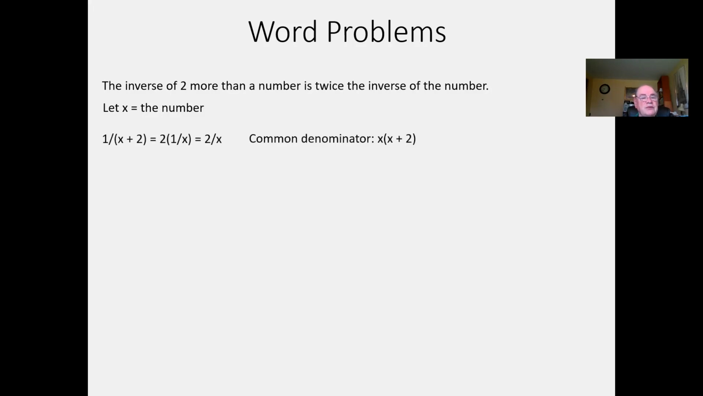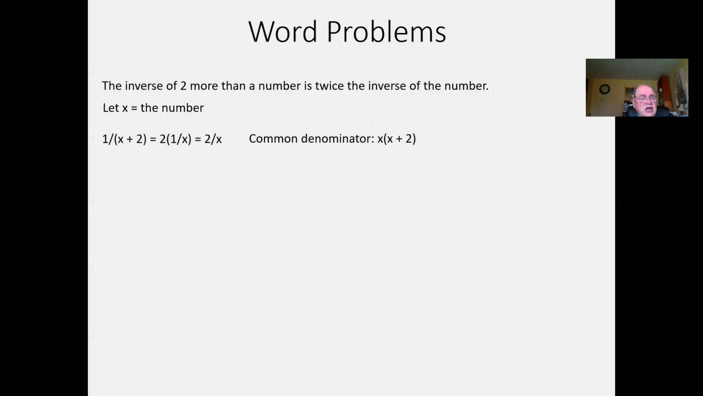So if x is the number, then 2 more than the number is x plus 2. The inverse is 1 over that, is twice the inverse of the number. If the number is x, then the inverse is 1 over x. By the way, the other name for the inverse is the reciprocal. And I will use those interchangeably. I think I more favor inverses than reciprocals, but I will use the word reciprocal as well.